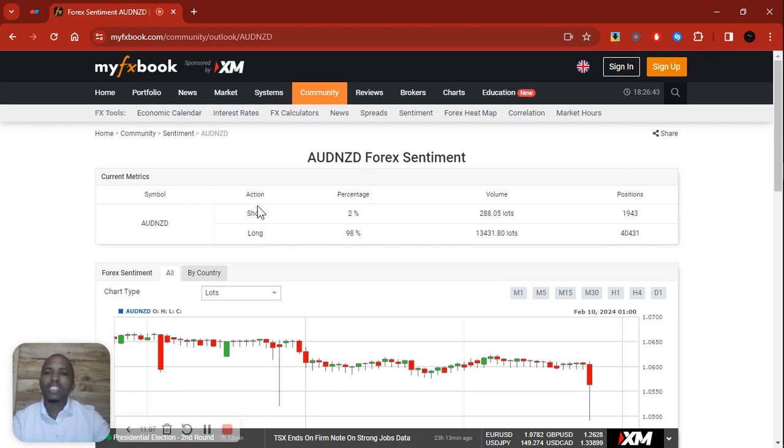And remember what I said, it's based on retail traders. We understand that the majority of retail traders are wrong. So what is it telling us here? This is the action, short or long. Short means sell, long means buy, for those who are not familiar with the terminology. Then the percentage, of course, the higher the percentage, that is the majority, right? So in this case, the majority are buying. 98% is long, they're buying AUD NZD. That is essentially what we're getting there, right?